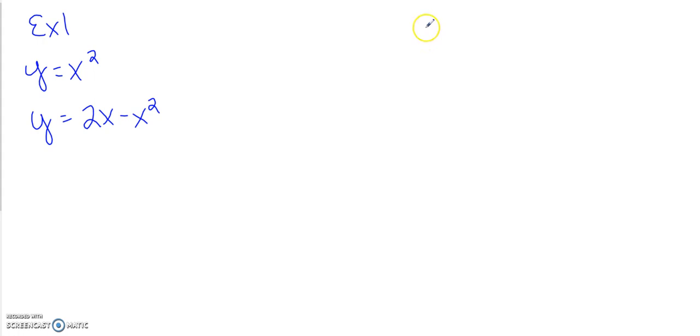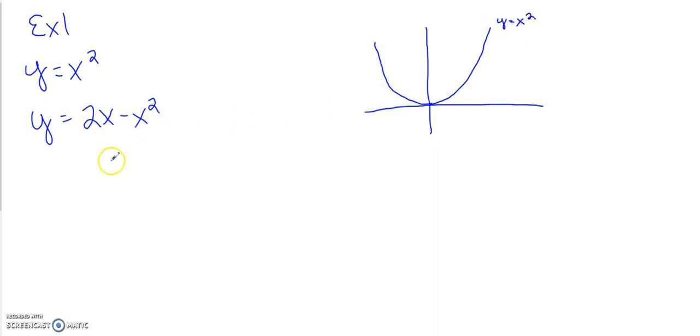So first off, what we want to do is start off by graphing each equation. Okay, so hopefully you remember x squared is a parabola. Please make sure you draw your graphs big and label. So we got y equals x squared. Now we need to graph 2x minus x squared. Now I know it's an upside down parabola because x squared is negative.